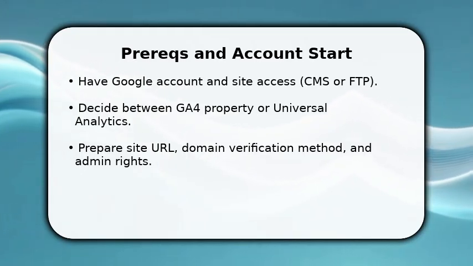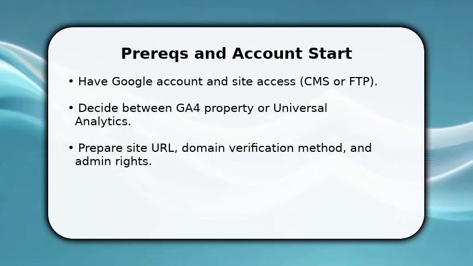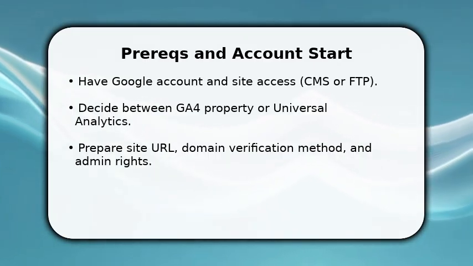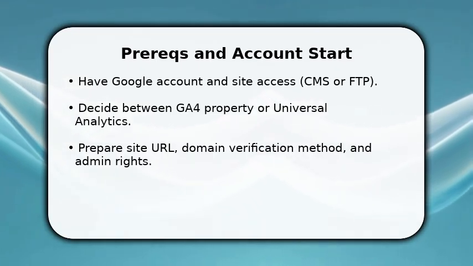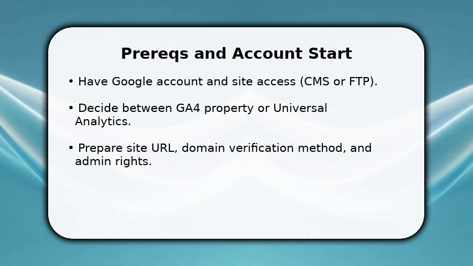Choose Web and enter the site URL. You'll immediately see a measurement ID like GXXXXXXX. Copy this now, because you'll paste it into your site's header or Tag Manager in the next steps.